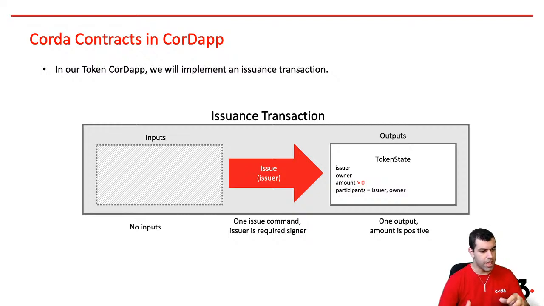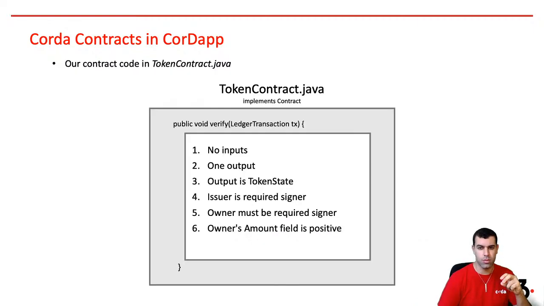So in this case, on an issue command, the issuer is actually a required signer. What that means essentially is I'm going to issue something to you, I have to sign off on that, and you have to sign off on that. That kind of intuitive reasoning is what we're doing here.